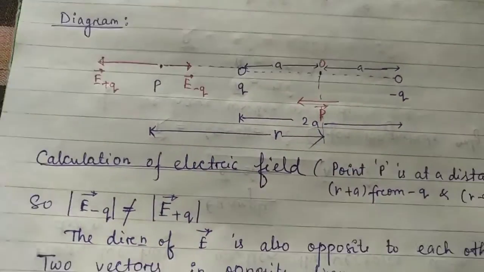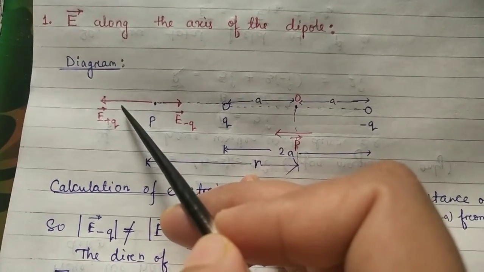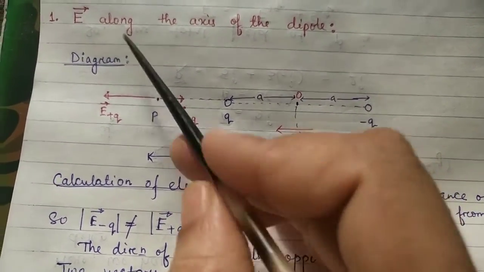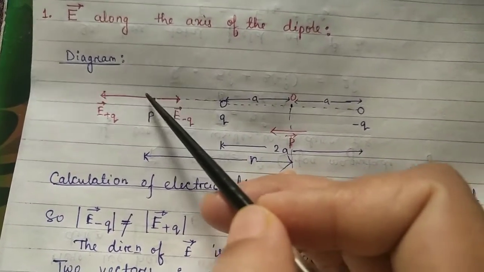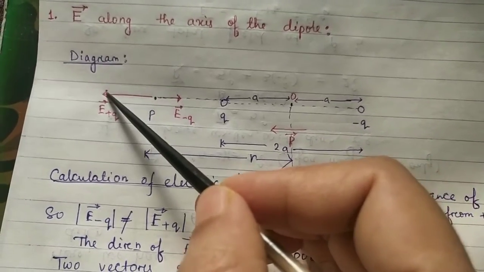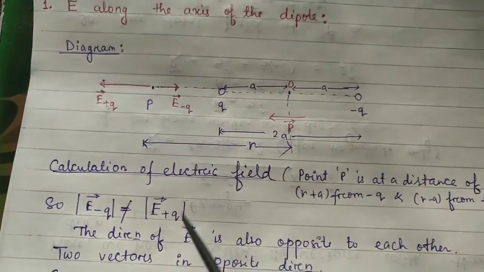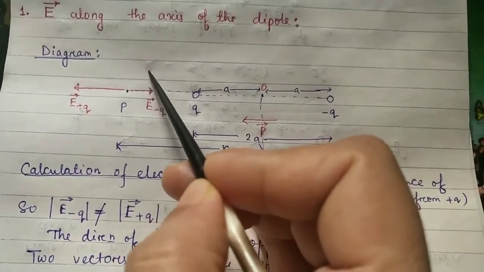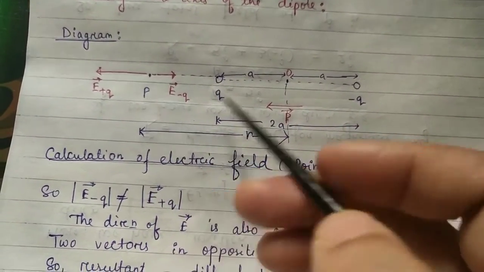Hope you understood this. That means the magnitude of one electric field is more than the other. Now we have to calculate the net electric field, that is E at point P. We have two vectors in two opposite directions, one towards left, one towards right. Towards left the strength is more, towards right the strength is less. So we will find the resultant electric field. If this one is 3 i cap and this is 5 i cap, the resultant will be 2 i cap. We'll see further.